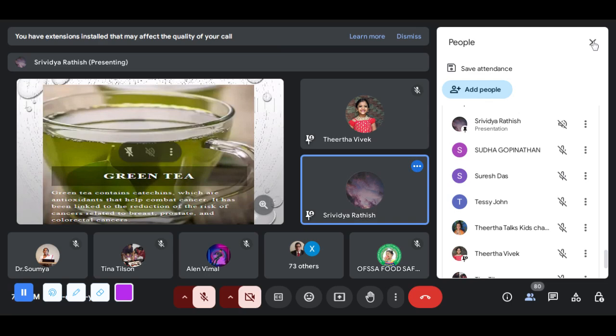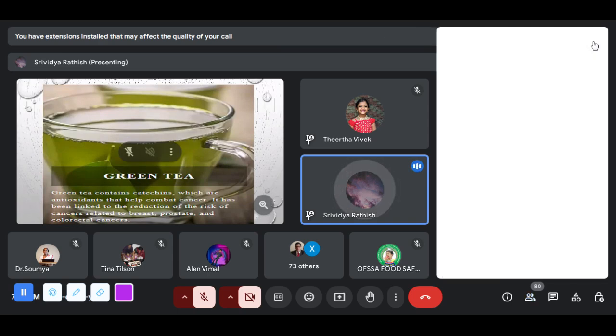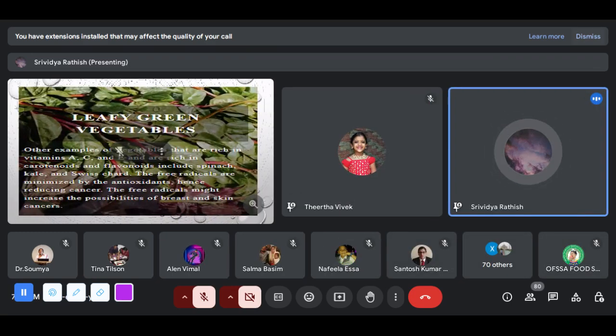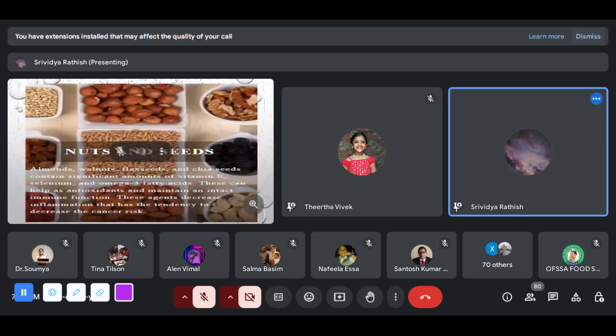Green tea, opting for green tea at least on alternate days. Then leafy green vegetables. This is most important in preventing cancer of the gut, by providing fiber, mucilage. Then also the fiber that we cannot digest, it's food for the good gut bacteria. That is called a prebiotic. Nuts and seeds, just 1 teaspoon each.